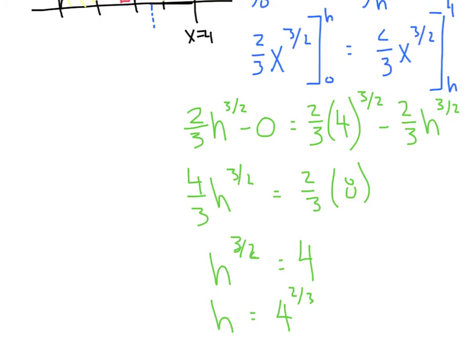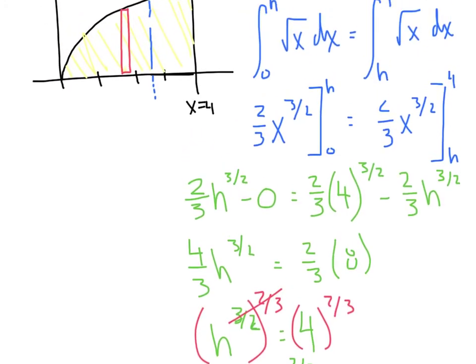The next thing I did was I multiplied both sides by 3/4. I wanted to try to knock off this coefficient, just isolating the h. I got a nice number 4, and then what I did is I raised both sides to the 2/3 power. And that knocked off the exponent, and I was able to isolate h, and that represents where I should draw the vertical line to split that area in half.